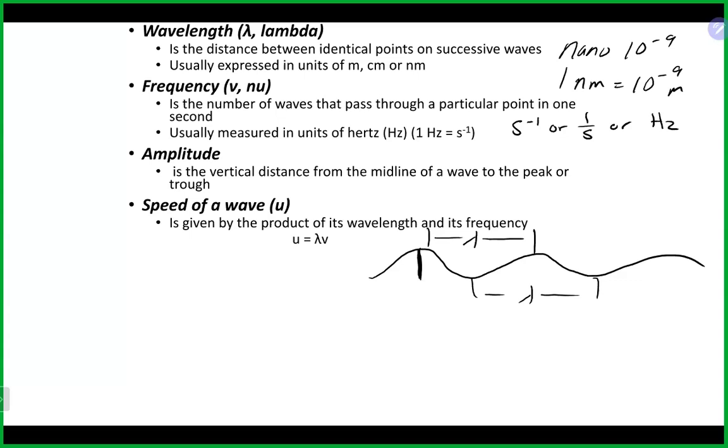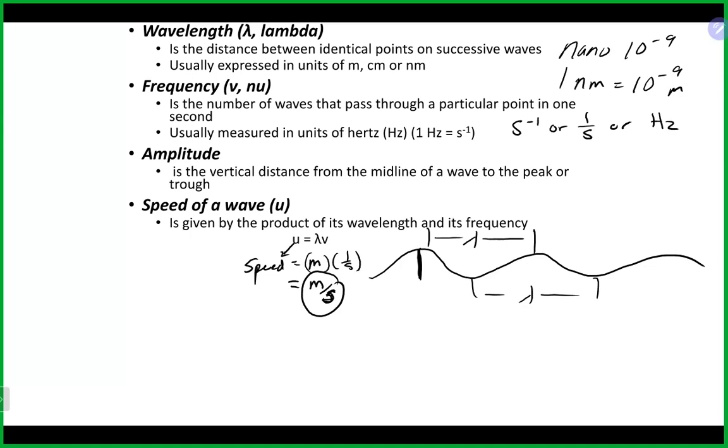And the speed of the wave can be found by taking the product of the wavelength times the frequency. Wavelength is in meters times the frequency, which is 1/seconds. So typically meters per second are the units that we use for how fast a wave is moving. Any questions on that there?